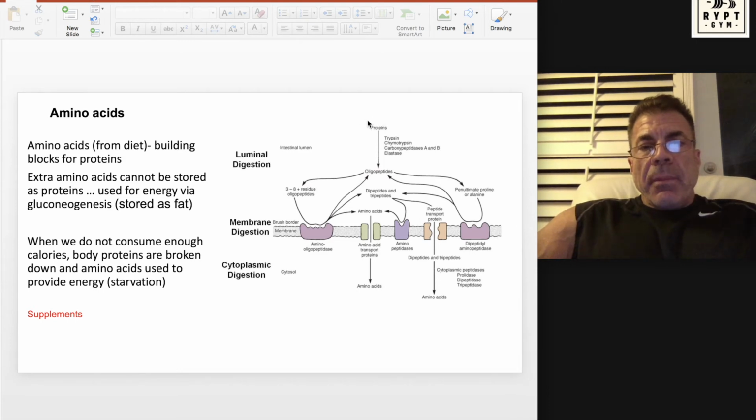We eat the chicken breast. It goes into the stomach, and the stomach pepsin is around to start the digestion process. And then that food, broken down, goes into the duodenum. And the duodenum is where the main protein digestion occurs.